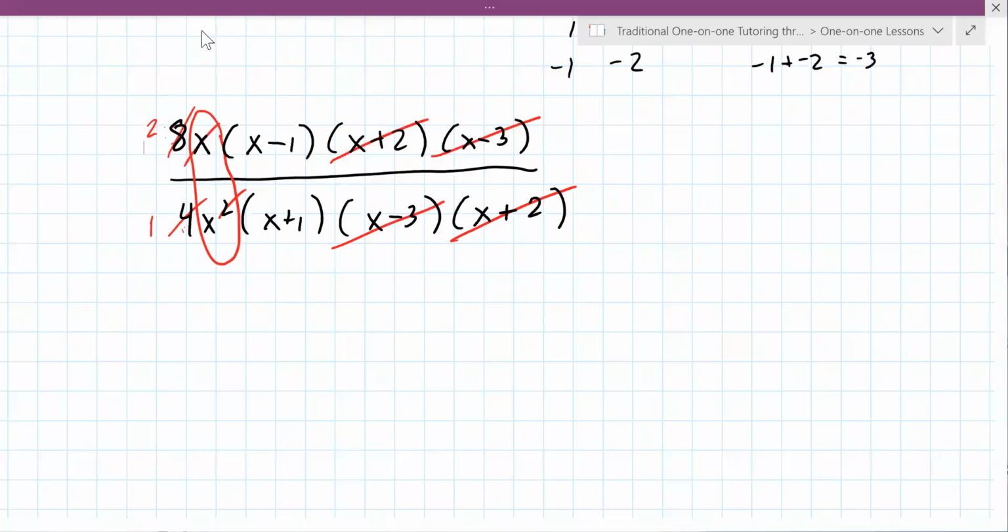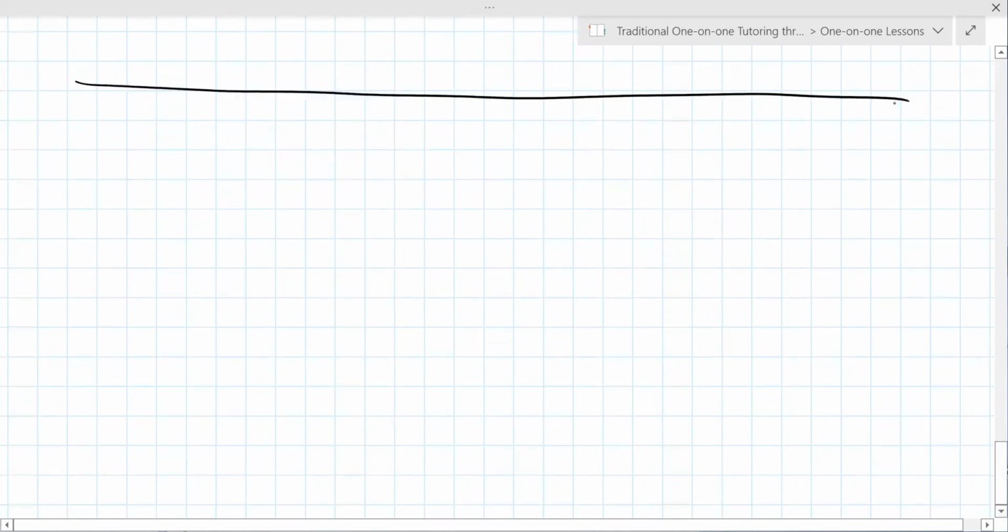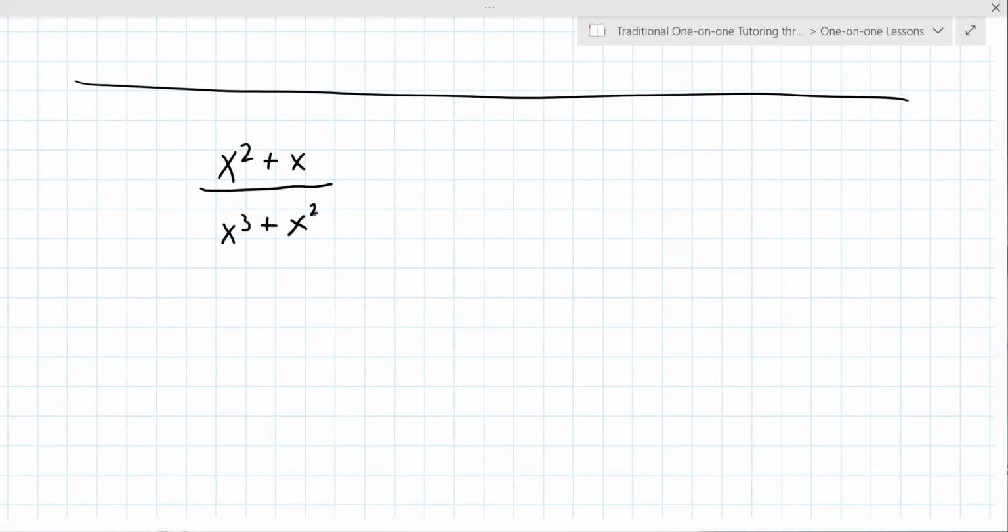Now, the difference between this problem and the ones you were seeing is that this is fully factored. Let me give you another problem. Let's say I give you x squared plus x over x cubed plus x squared. Are they exactly the same on the top and the bottom? No, they're not the same. They're a little bit different, but you can factor them.